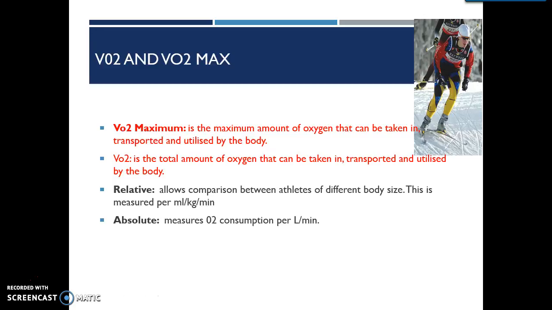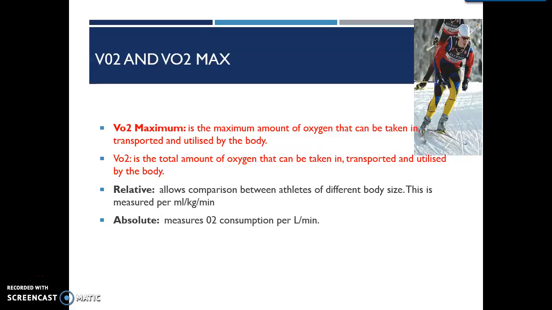VO2, however, is just the total amount of oxygen that can be taken in, transported, and utilised by the body. So, for example, I would have a VO2, some level of oxygen uptake at rest. However, my VO2 maximum is when I'm working at a maximum intensity. VO2 can be expressed by two terms: relative or absolute.